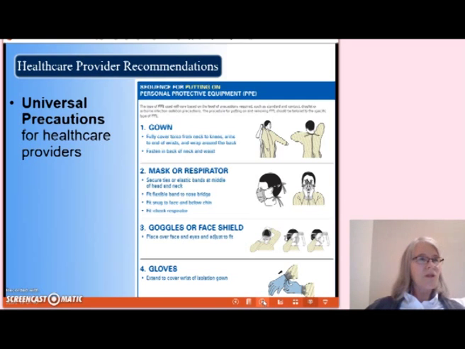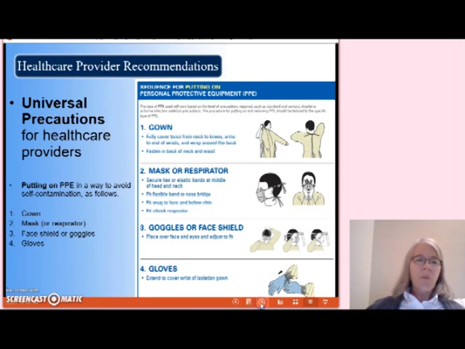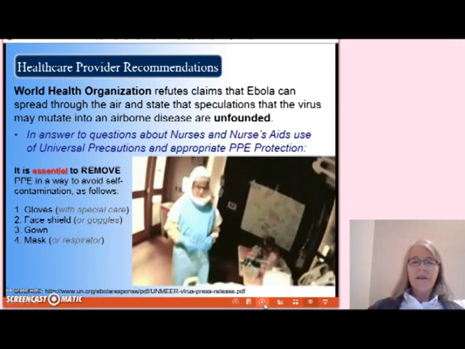They had special procedures for putting on and taking off your protective gear. So it's important that they put on the gown, the mask, the face shield, the goggles, and the gloves in that order. And then reversing that is actually quite hard.